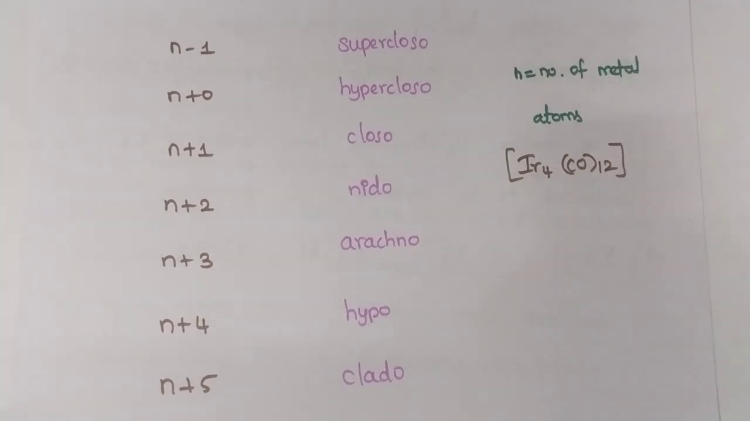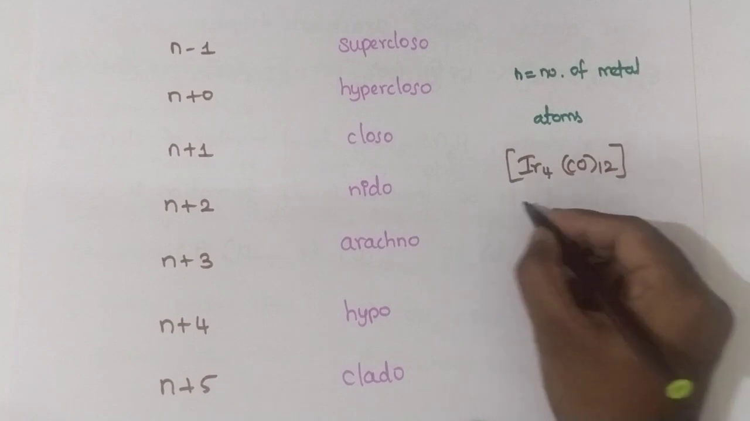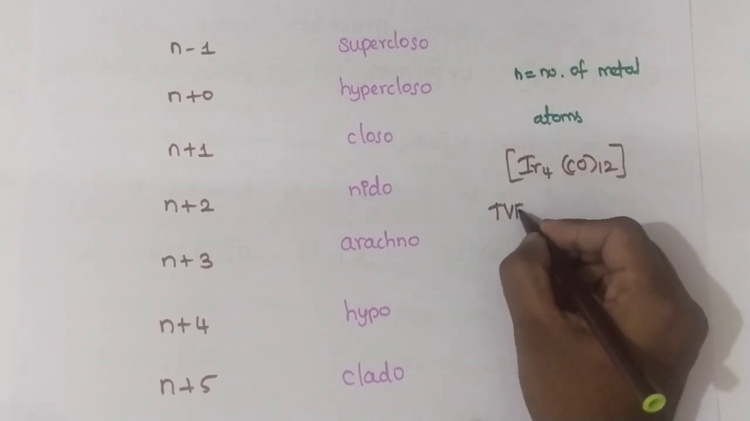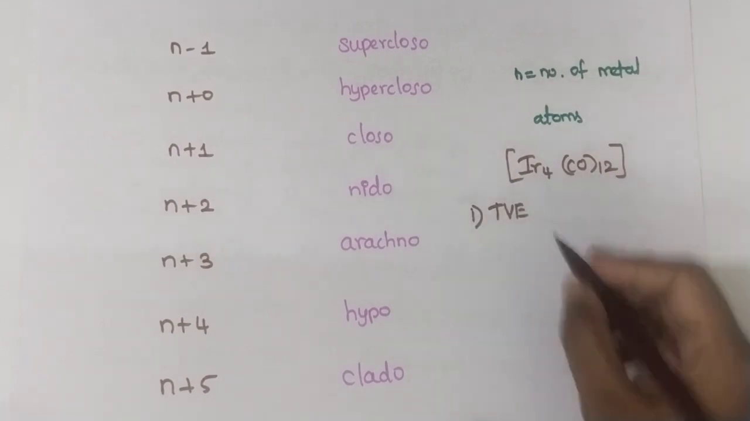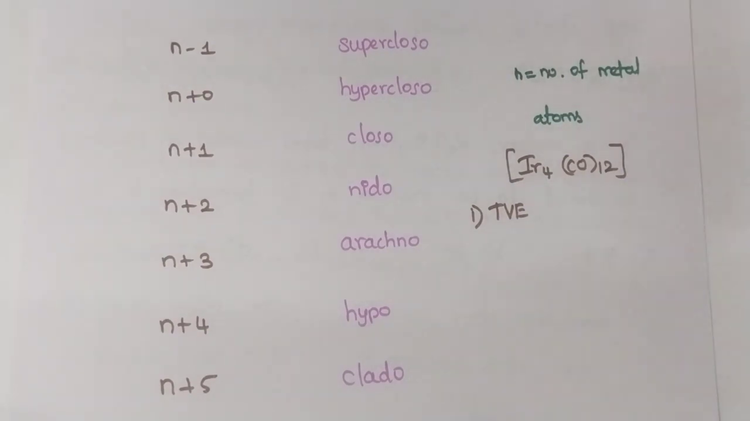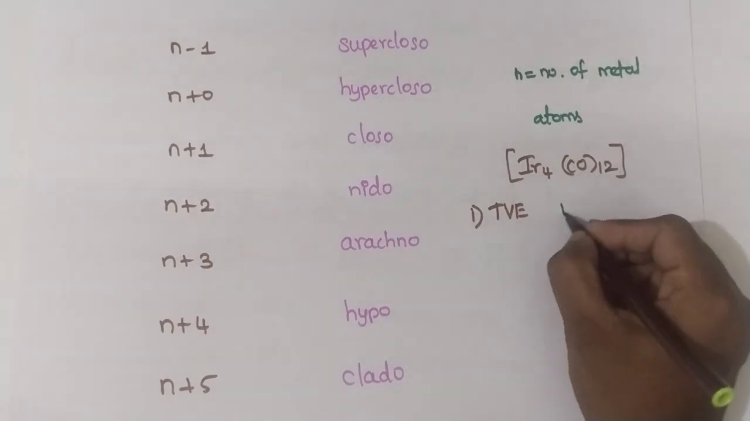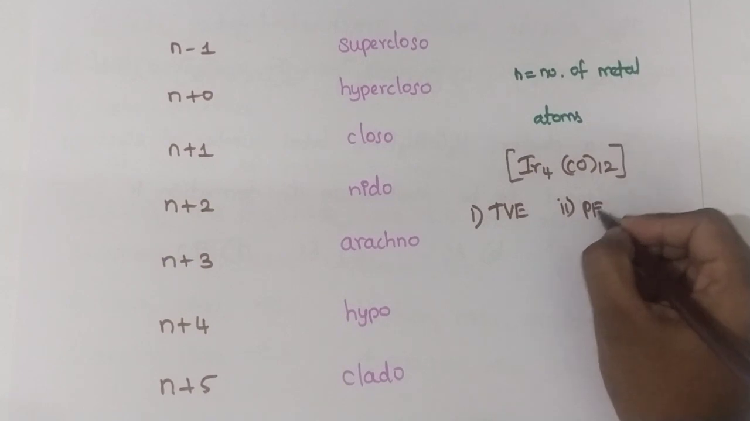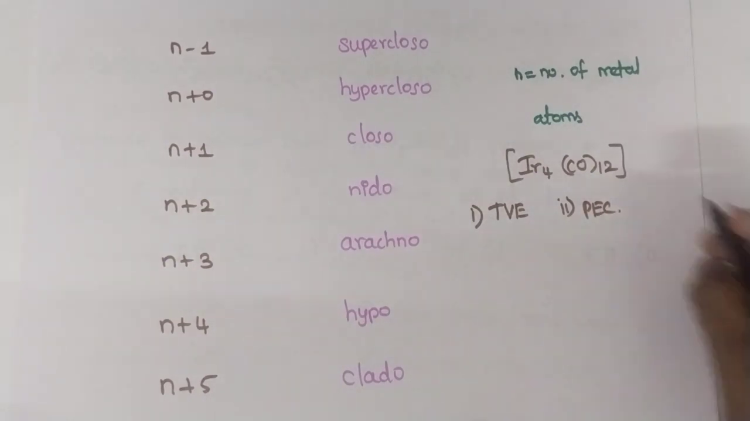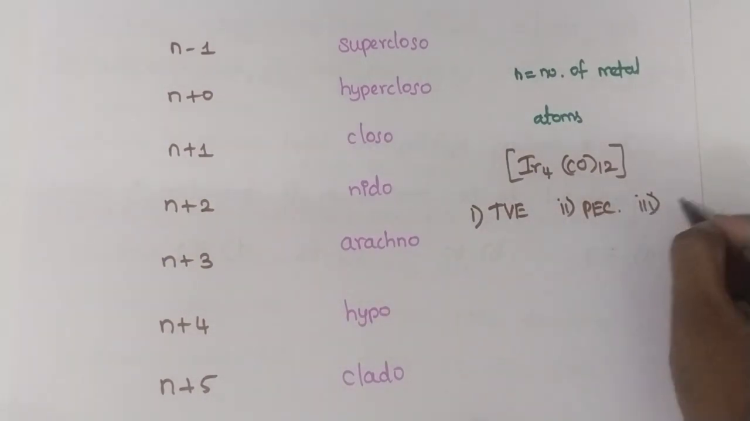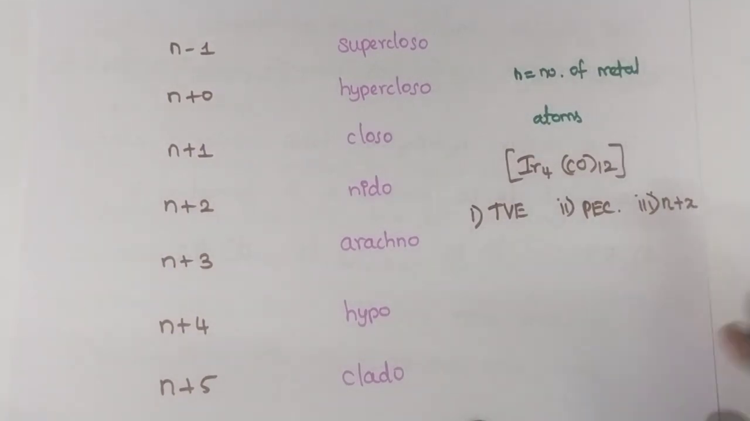See, in this case, in order to find out the structure, you have to find out the total valence electron count. This is the first step. Then you have to find out the polyhedral electron count. Then you have to write it in the format n plus x. I will tell you what these are.